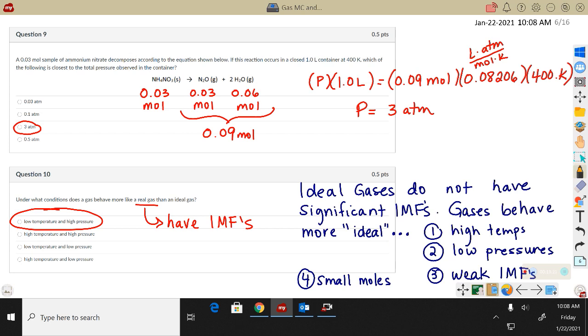So if I have a nonpolar molecule, it's going to have weak intermolecular forces to begin with, so they're probably less significant. Another thing that we might think about is having small moles. If I don't have a lot of gas particles in my container, well, then it's more likely that they can be a little bit farther away from each other and their intermolecular forces would not be significant. But if I have a lot of gas, then they are forced to be kind of close to each other because there's a lot of particles in the container.